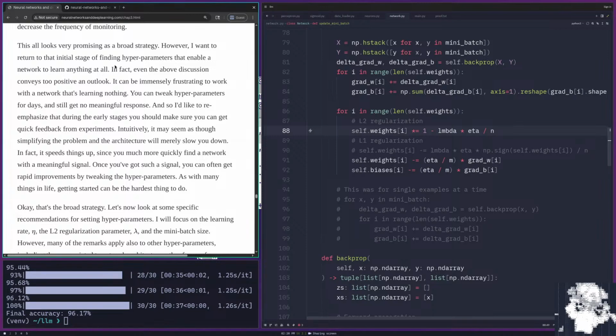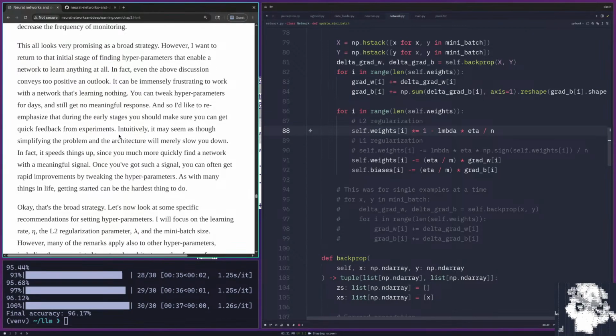However, I want to return to that initial stage of finding hyperparameters that enable the network to learn anything at all. In fact, even the above discussion conveys too positive an outlook. It can be immensely frustrating to work with a network that's learning nothing. You can tweak hyperparameters for days and still get no meaningful response. And so I'd like to re-emphasize that during the early stages, you should make sure you can get quick feedback from experiments.